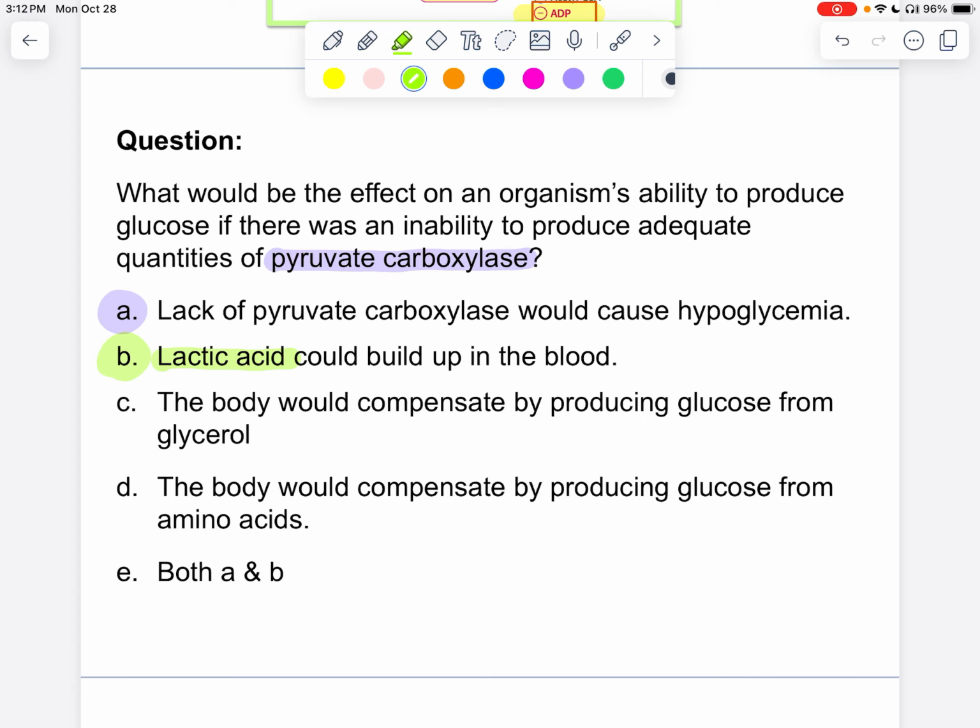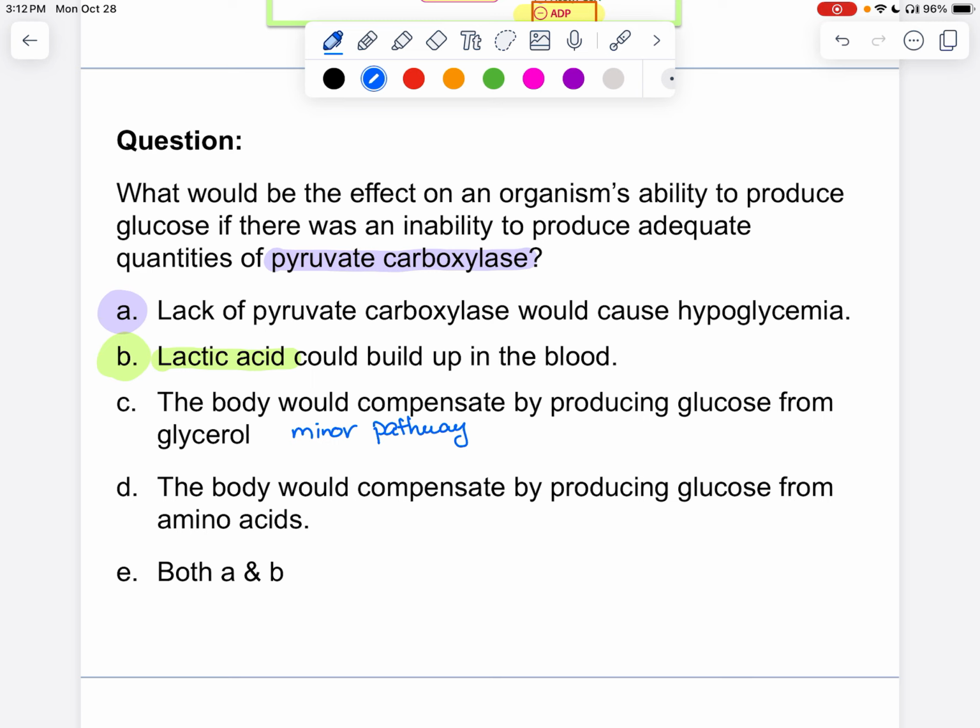If we look at the third one, the body could compensate. So in A, we said yes, hypoglycemia would be really likely. In C, it says, well, you know what? Our body can produce glucose from glycerol. And if you go back and look at our steps, you'll see that there's an entry point for glycerol. But it turns out that this is a minor pathway. I wouldn't have expected you to know that now or before this, but this is a minor pathway and it's not going to be enough to keep your blood glucose levels constant and prevent hypoglycemia.